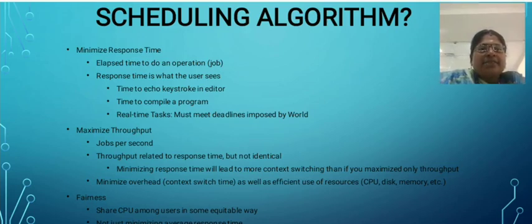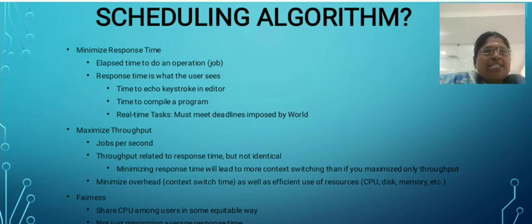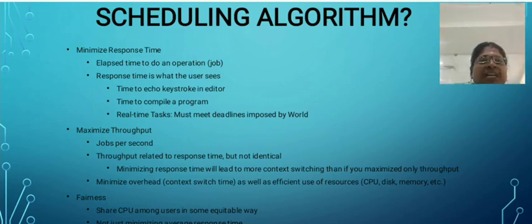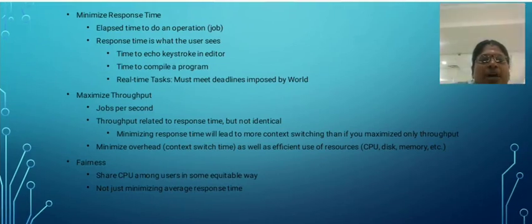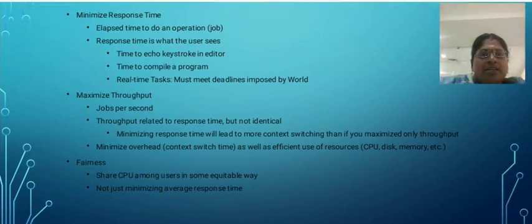Minimizing response time will lead to more context switching than if you maximize only throughput. Minimize overhead as well as the efficient use of resources. Fairness: share CPU among users in some equitable way, not just minimizing average response time.